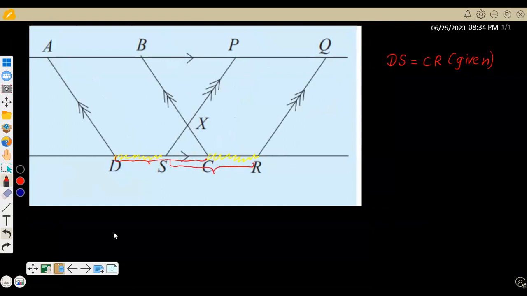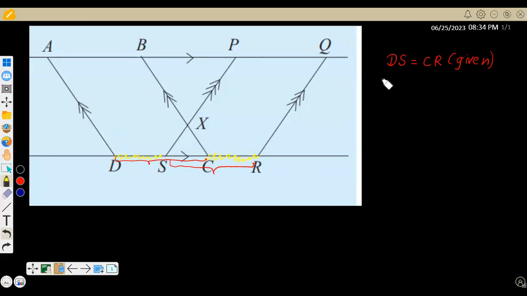How do we do this? Any idea? How do we prove it? DS equals CR given. DS plus SC, CR plus SC, axiom 2, DC equals SR.